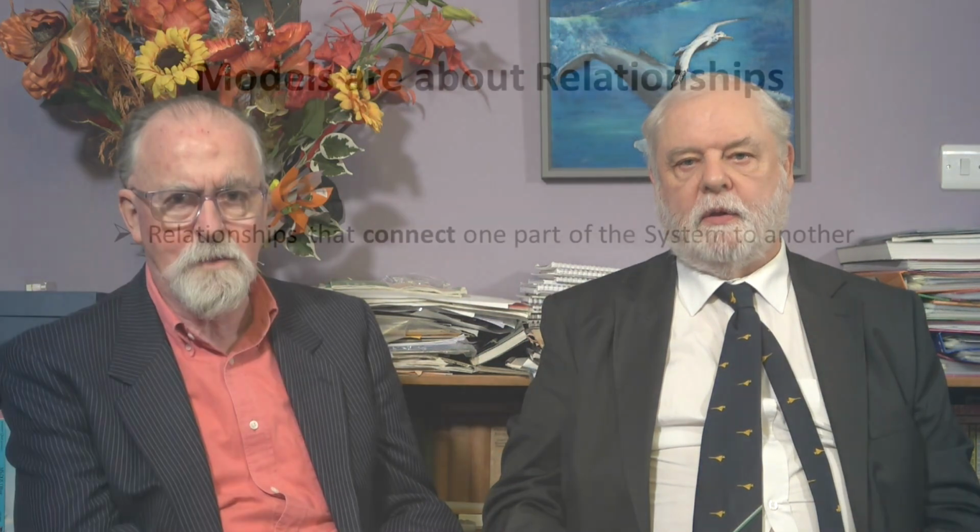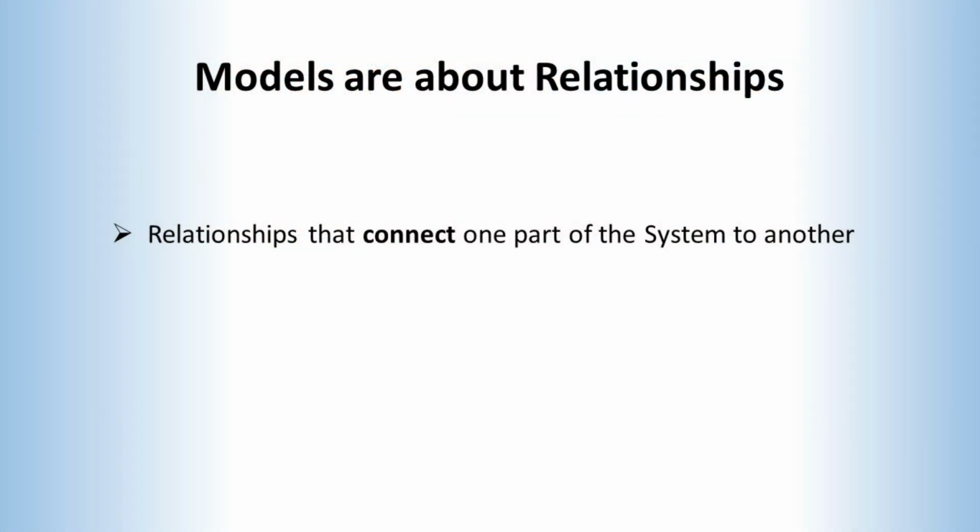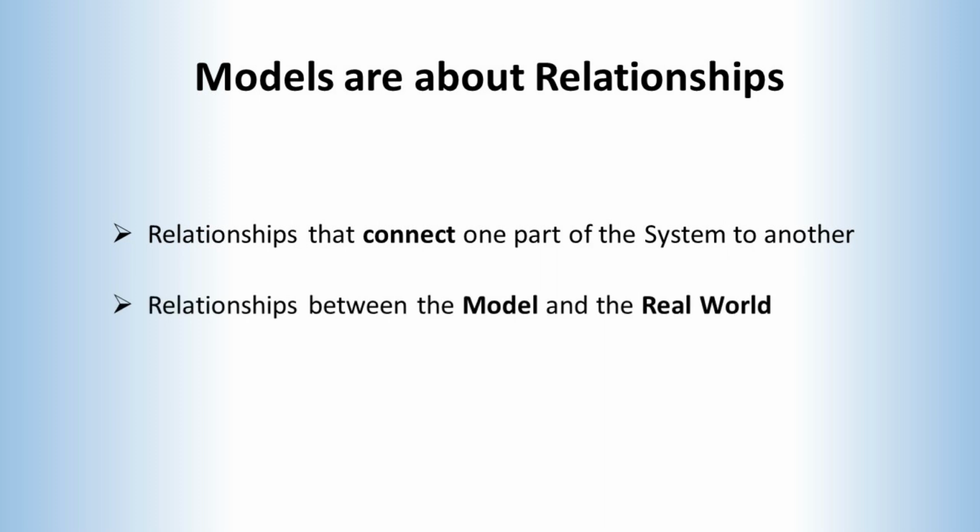Now, if something is going to represent something else, there will be a relationship between them. And so we need to look at those relationships. Models are about relationships. Relationships in two senses. There are the relationships that connect one part of a system to another, and the relationships between the model and the real world.